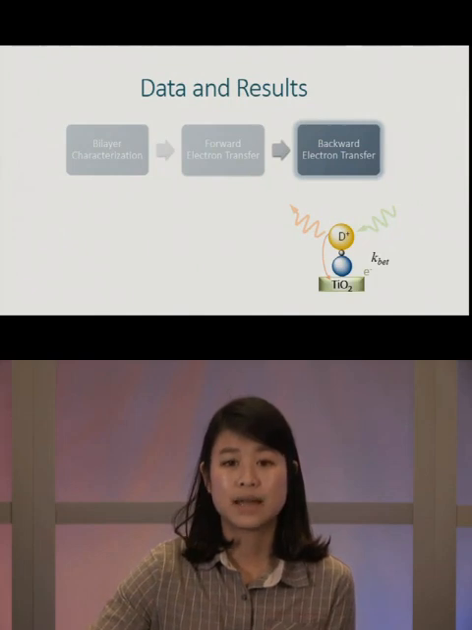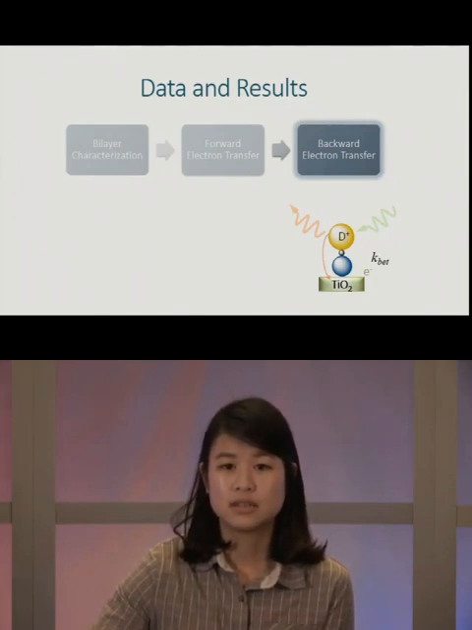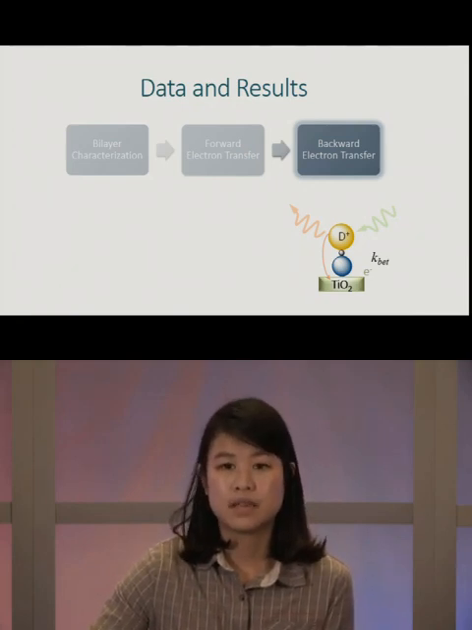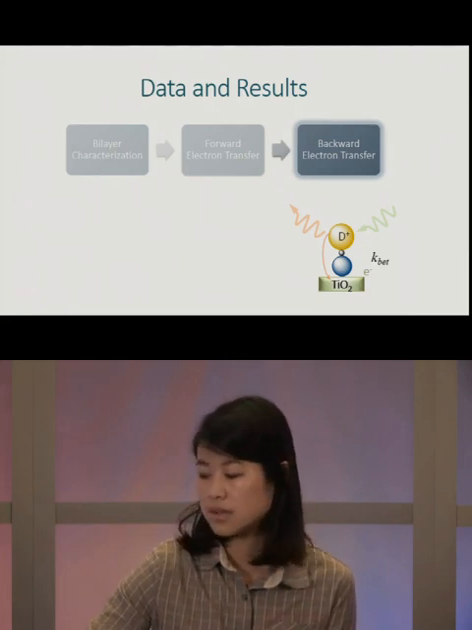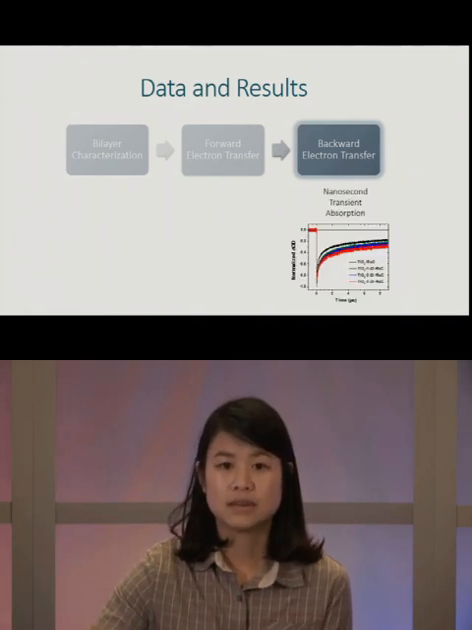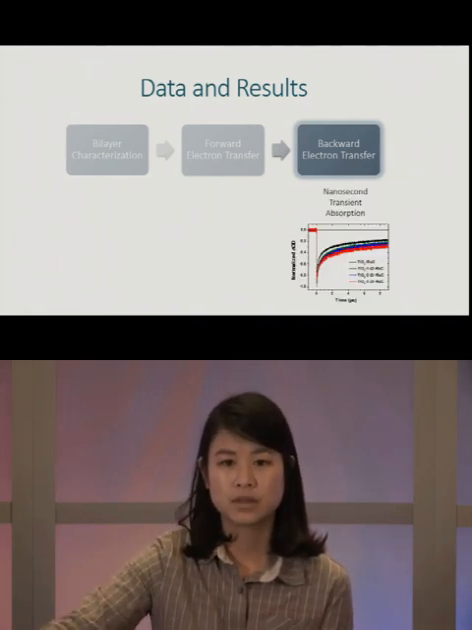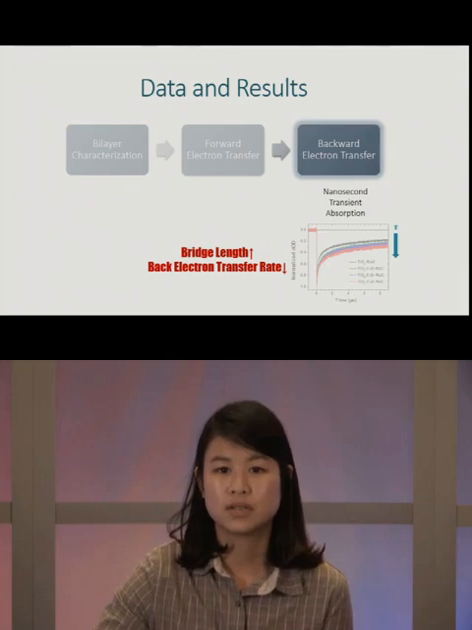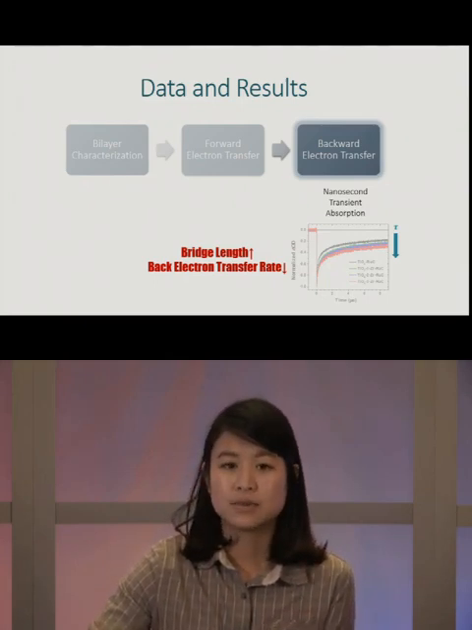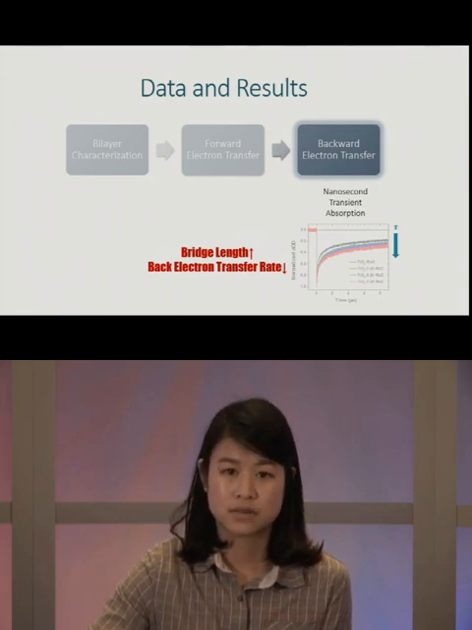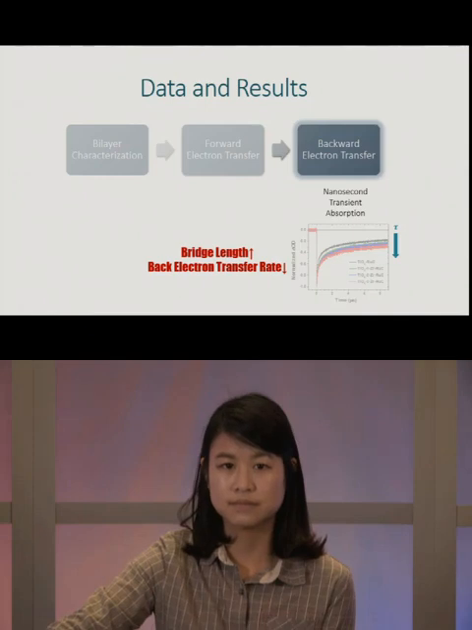And as for back electron transfer, which is the electron transfer from the metal oxide to recombine with the oxidized dye, this rate was measured through nanosecond transient absorption. We also observe a systematic trend with the bridging molecules that we use. As the bridging molecule's length increases, we see the back electron transfer rate decreasing.